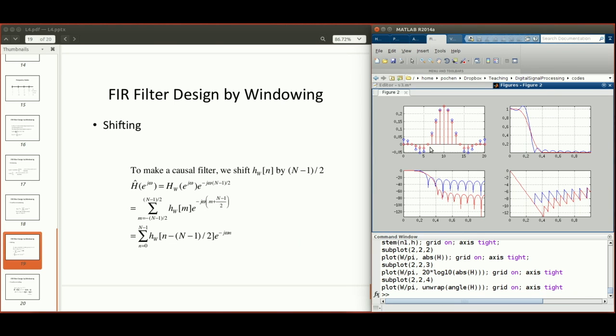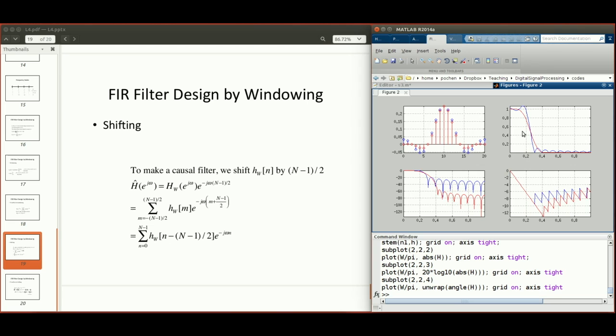So now you see the comparison. For the boxcar window, it's the blue sticks, and for the smooth Kaiser window, it's the red sticks. Both of them are in the time domain; that's the time domain impulse response. And then if you convert them into the frequency domain, the amplitude spectrum for these two different filters looks like that.